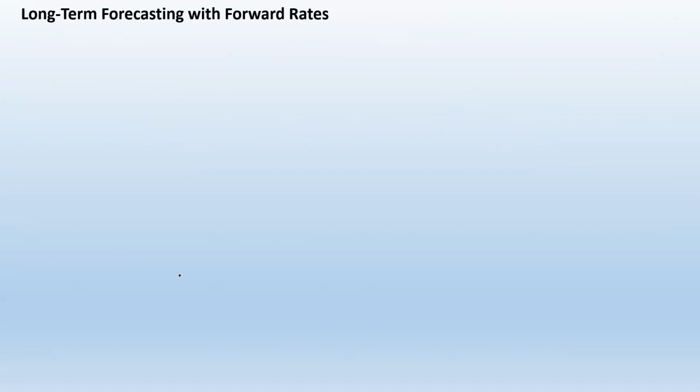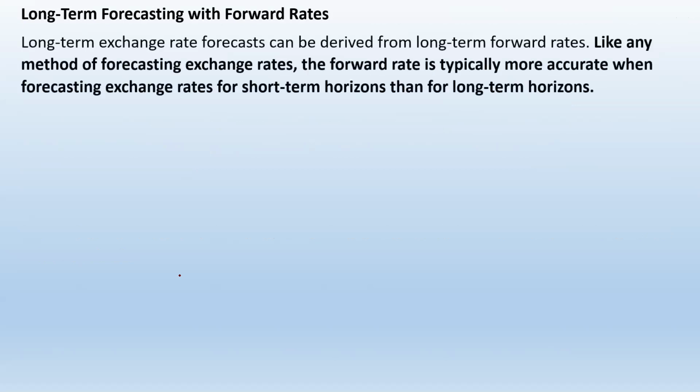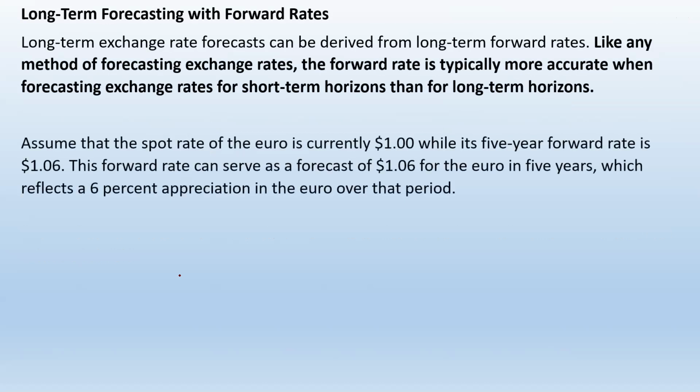Also, we can use the forward rate to do long-term forecasting. So assume that the spot rate of the euro is currently $1 and its 5-year forward rate is 1.06. Then the forecasted value of the euro after 5 years will be 1.06.